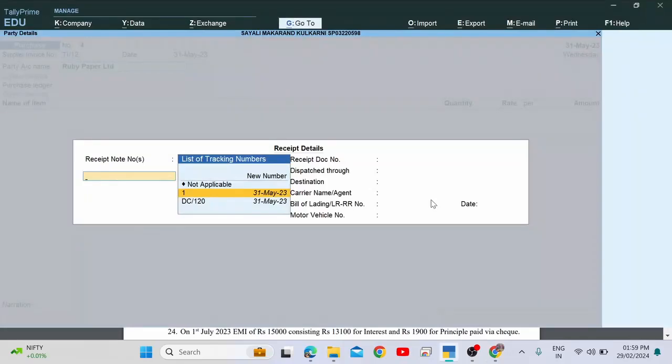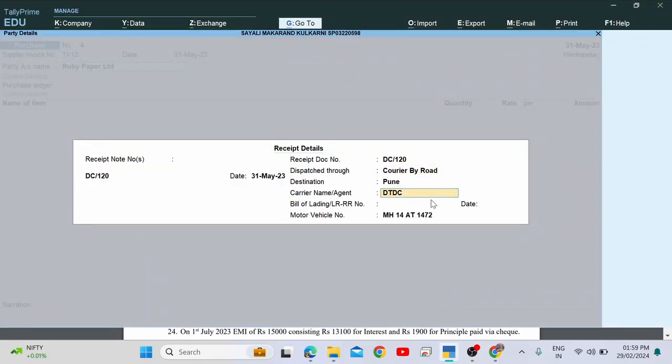Just you pass DC 120. Other things, LR, these details we are not having.